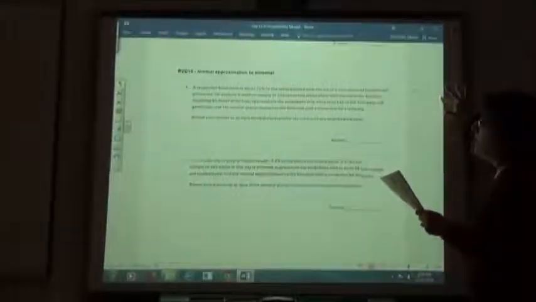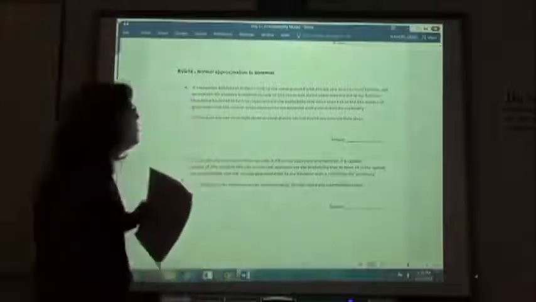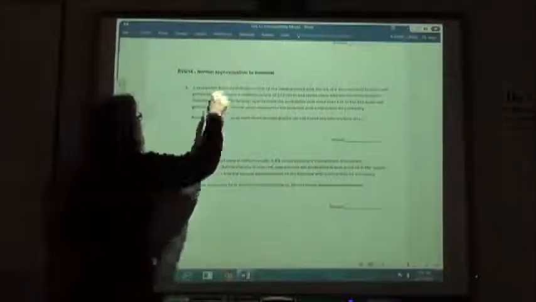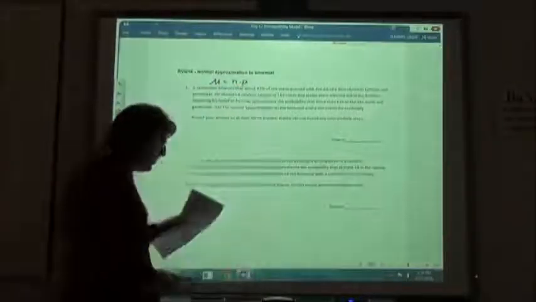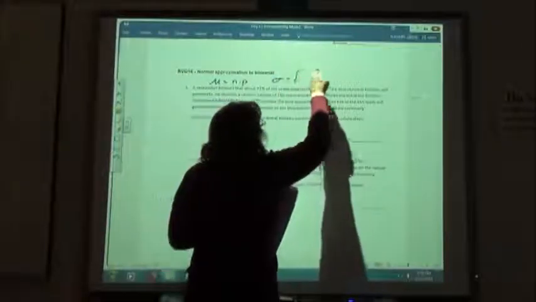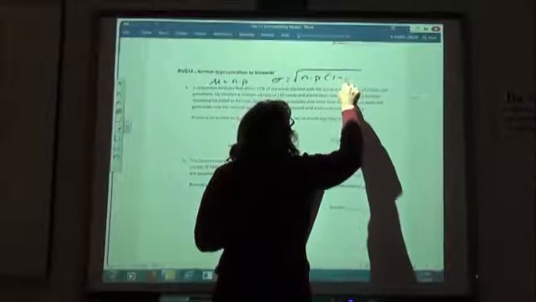The next ones, we are doing normal approximation to a binomial, which means two things. It tells us that the mean is found by taking n times p, and that the standard deviation is found by taking the square root of n times p times 1 minus p.